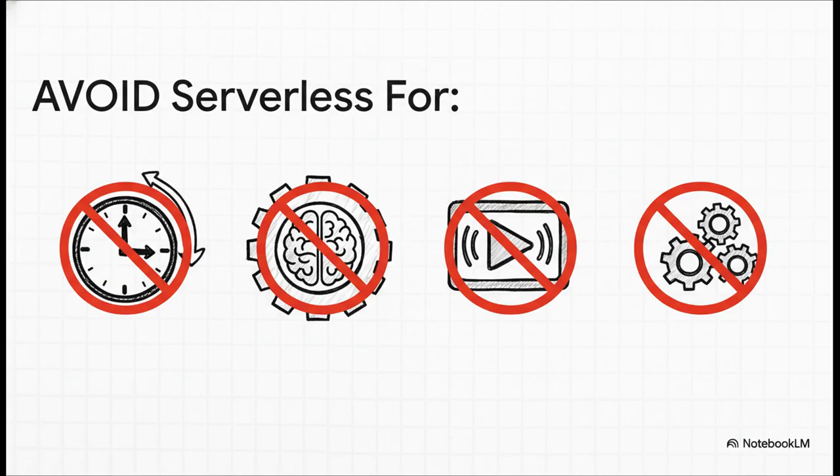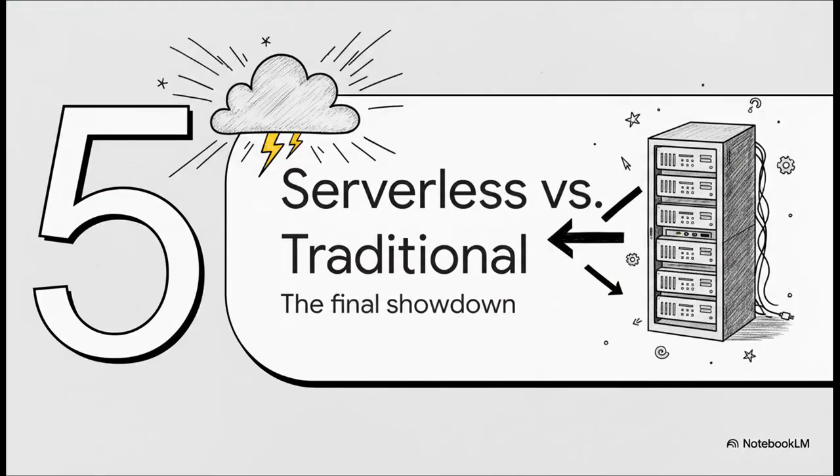But, and this is important, it's not a magic bullet for every problem. Most serverless platforms have a time limit, usually around 15 minutes, so any super long-running process is out. And things that need a constant always-on connection, like real-time video streaming or heavy-duty background processing, those are usually better suited for a traditional server, where you have that dedicated, persistent environment. All right, this brings us to the final showdown. Let's put them side by side, serverless versus the good old traditional server. This should really make the differences crystal clear.